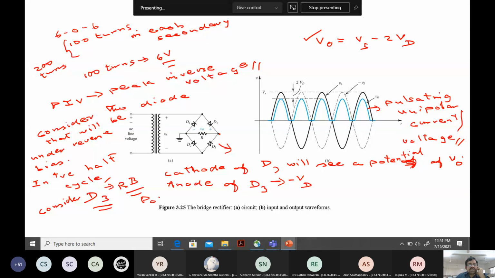So the potential difference for this diode D3, that will be of interest, that will be the peak inverse voltage. That is the value under reverse bias. What is the maximum voltage that this diode D3 or D4 can withstand without entering into the breakdown region? So the potential difference of D3, the peak inverse voltage that you will see, will be V naught minus of minus Vd, it will be plus Vd.